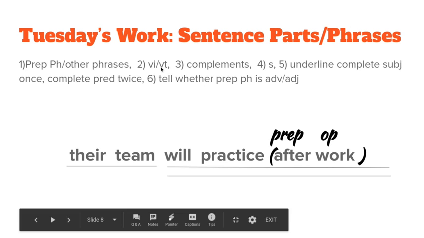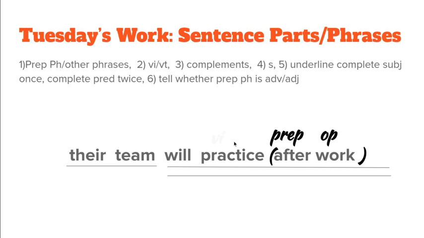So now we're supposed to label for our verb, transitive or intransitive. Well, we're going to label this as an intransitive verb. You don't label over the helping verb. That just gives the tense to the main verb. So we're only labeling the main verb as transitive or intransitive. Now, to find out whether a verb is transitive or intransitive, you have to ask again the question, practice what or who? Well, we don't know. If it doesn't tell, like, for example, their team will practice football after work, then in that case, practice would be a transitive verb, because football would be the complement, the direct object.